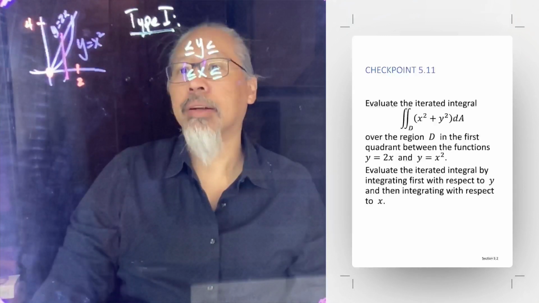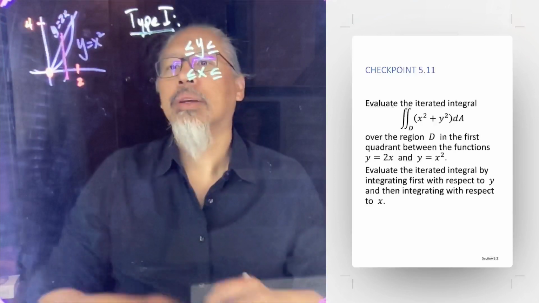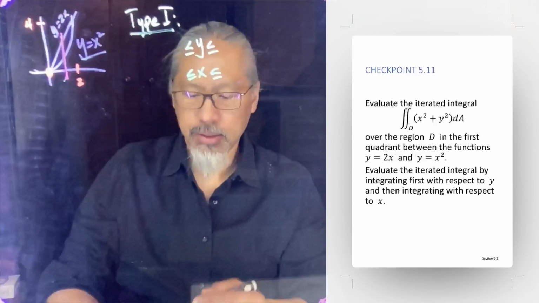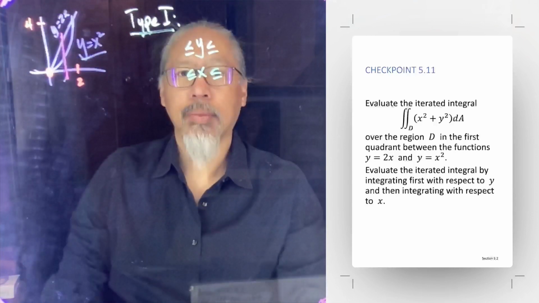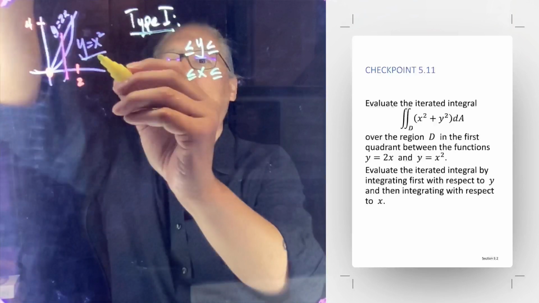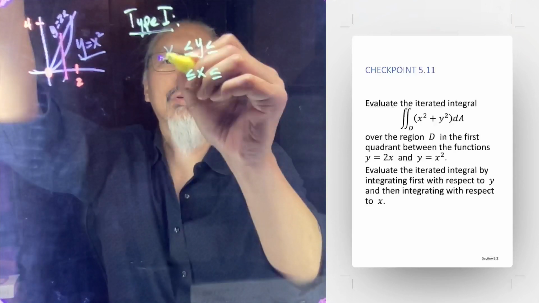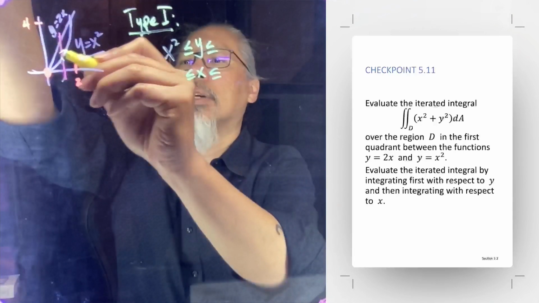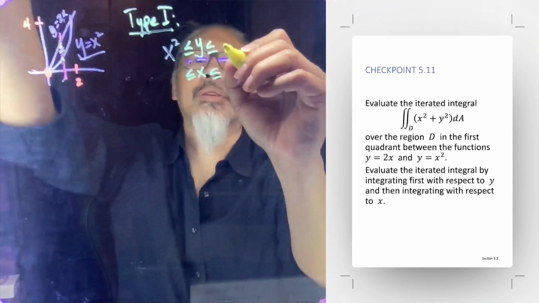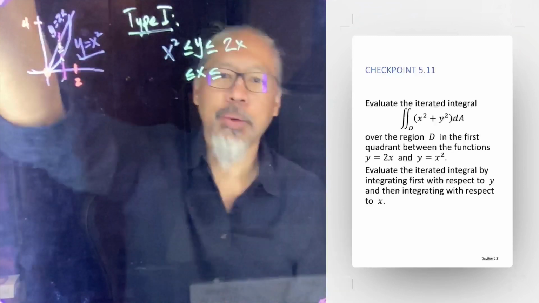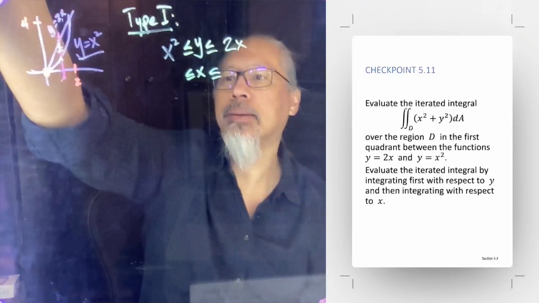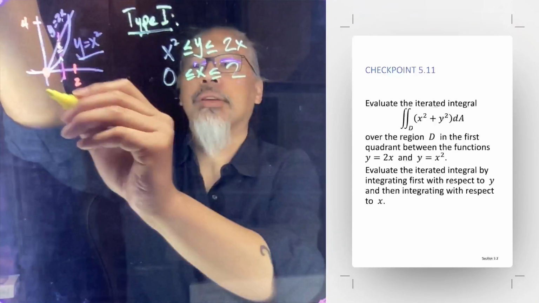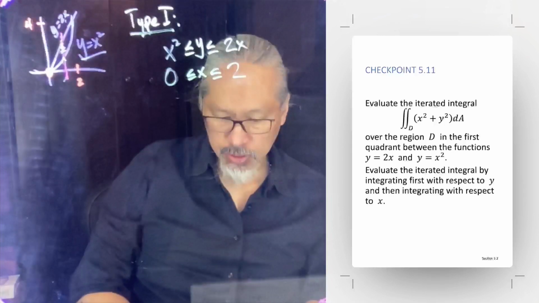It looks like here I would be entering the region via this lower function, and it would be a y limit. So y is equal to x squared is your lower limit, and then you'll be inside the region until you exit at y is equal to 2x, the upper limit. Again, the outer limits would be constants, so that just goes from 0 to 2.